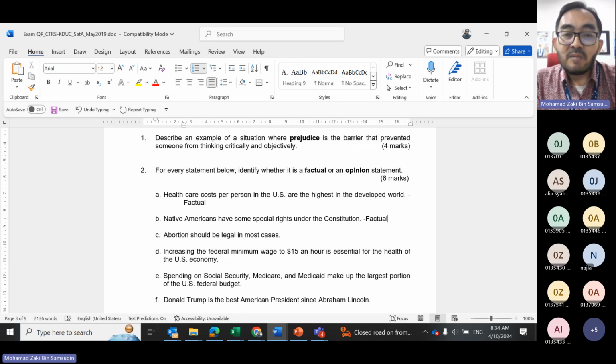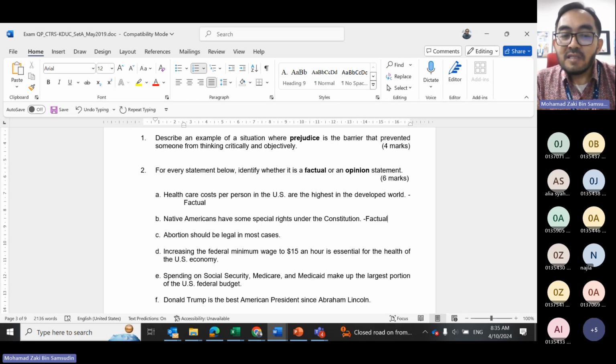Seperti mana juga kalau di Malaysia ni ada orang kata orang Melayu ada hak-hak istimewa. Adakah itu fakta atau pendapat? Dia bukan pendapat, itu fakta kan, memang dah ada fakta termaktub dalam perlembagaan Malaysia. So itu satu yang kita tahu dan memang tertulis kat situ, so dia bukanlah pendapat kita.